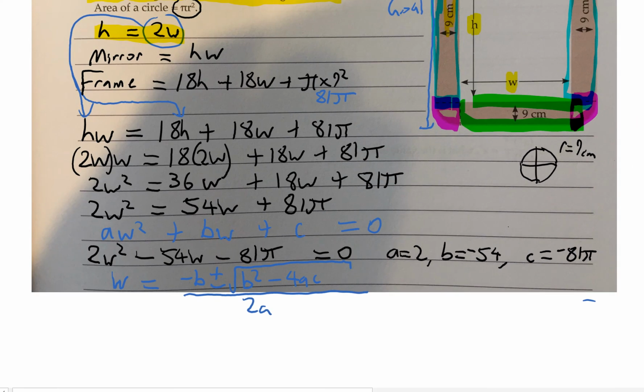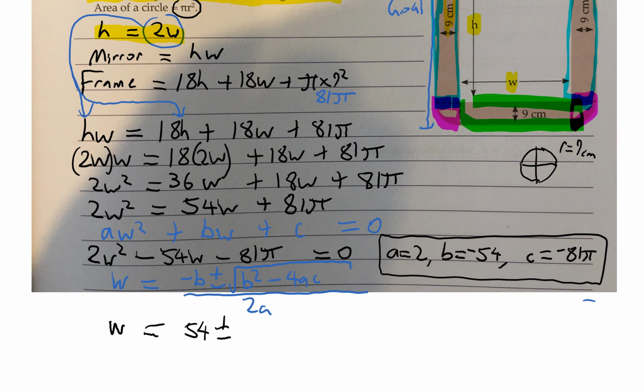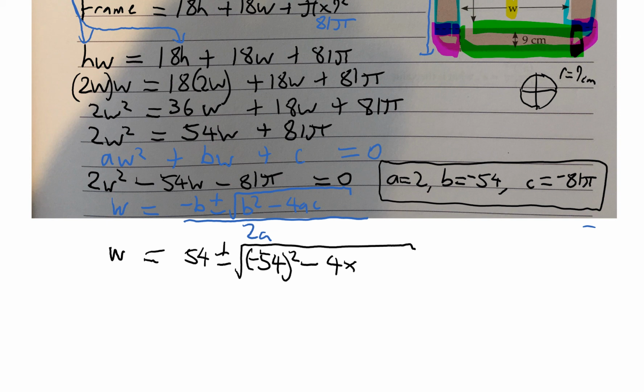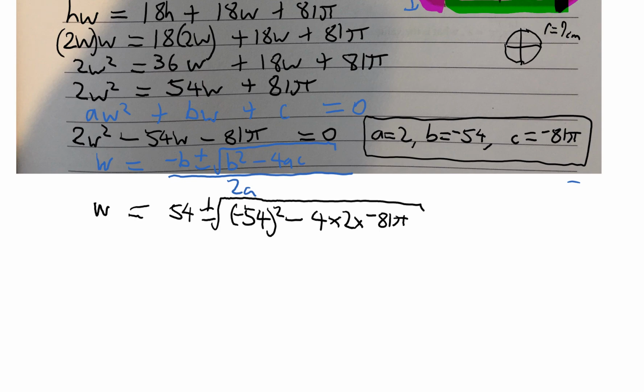Okay, substituting that in, and always, guys, always write down the working for this before you reach for your calculator. Because otherwise, if you try and do it all in your calculator at once, that's when it's so easy to make a mistake, because you don't have something in front of you to read off. Okay, so I'm going to go ahead and write all that in. So w equals, instead of negative b, it's going to be positive 54 plus or minus the square root of negative 54 in brackets squared minus 4 times 2 times negative 81 pi, and then that divided by 2a. So 2 times 2 is just 4.